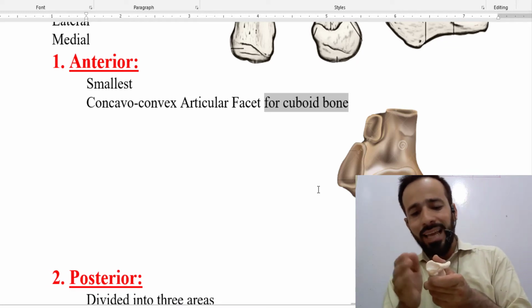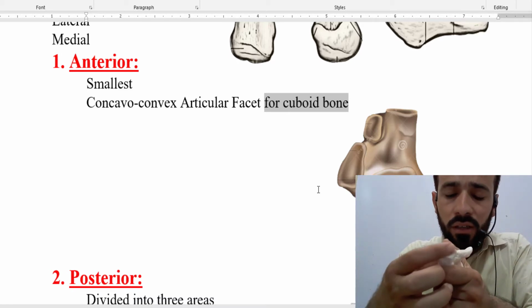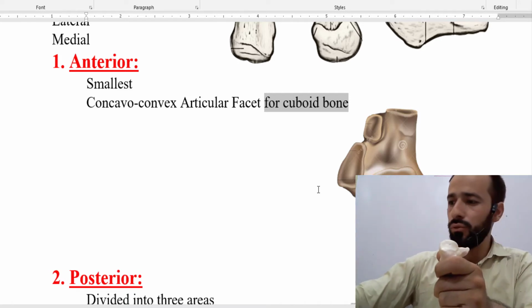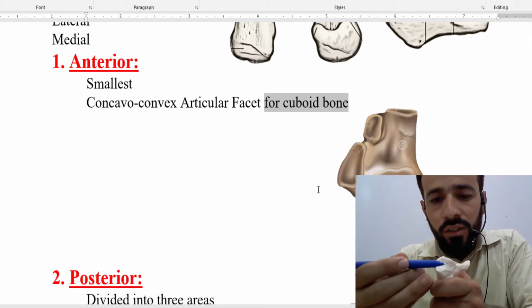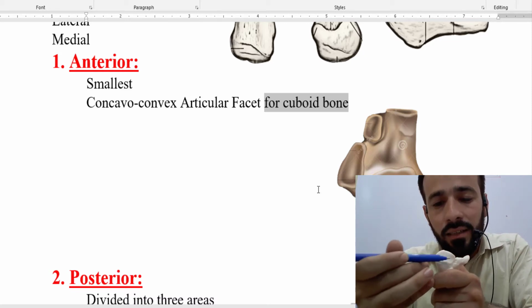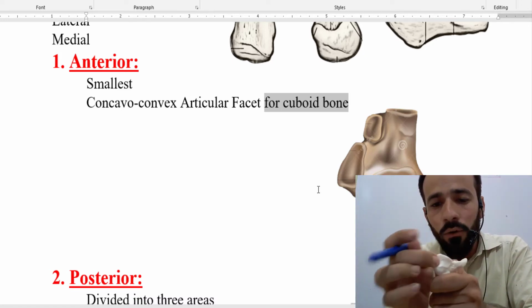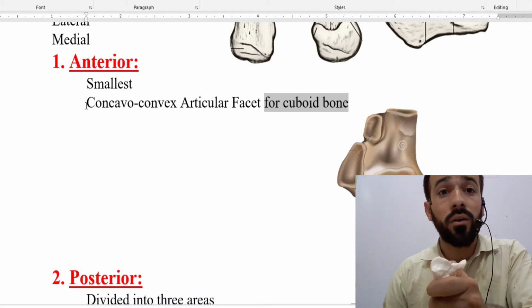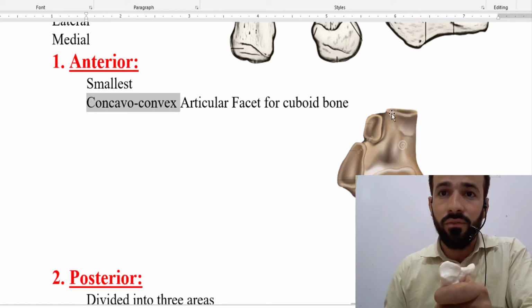If you look at me laterally, this is a little bit concave, but if you go medially, it shows convexity, right? So let me show you here. This surface is the cuboid surface on the anterior surface, and it is a facet for the cuboid bone, right? This facet has 2 important points. The lateral part of it is concave, but the medial part of it is a little bit convex. That's why I have written here the concavo-convex articular facet for the cuboid bone. You see here is that facet.